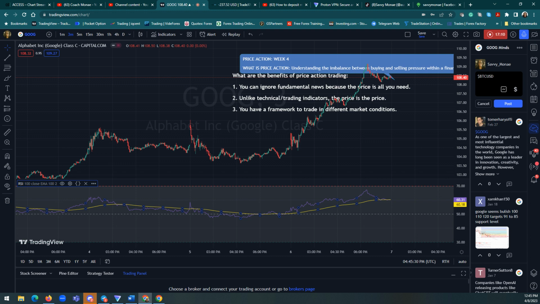Now, what about price action? Well, the price is the price, and what you see is what you get. No formulas, no adjustments, and less manipulation. I'm going to say that again. When you have an indicator, can you trust the settings? What settings do you trust?